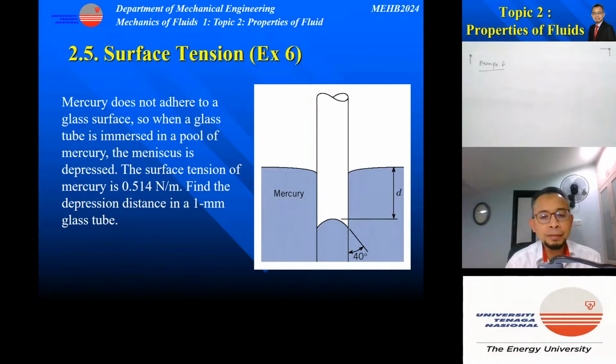Now let's look at this case. It's basically similar to the one that we did earlier, but this is with numerical values. Here we have mercury. Mercury doesn't adhere to the surface of the glass, so when a glass tube is immersed in a pool of mercury, the meniscus is depressed. The surface tension of mercury is equal to 0.514 Newton per meter. Find the depression distance in a 1 millimeter glass tube.